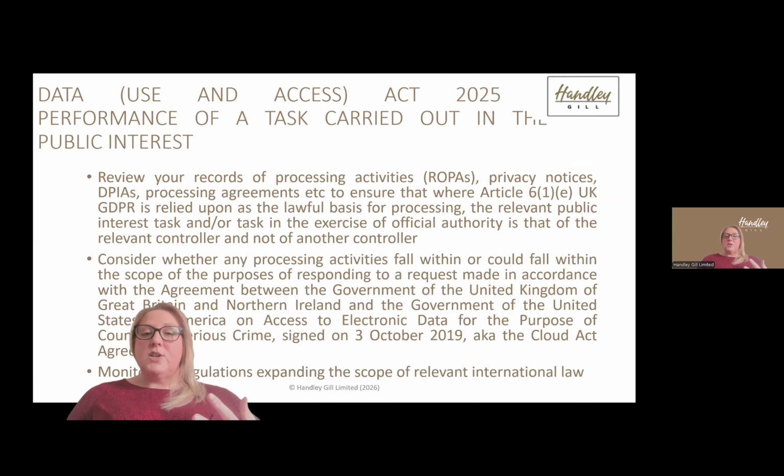So you'll want to make sure that where you're relying on 6.1e as your lawful basis for processing, the relevant public interest task or task in the exercise of the official authority is that of the relevant authority, not of another controller. Consider whether any processing activities fall within or could fall within the scope of the purposes of making or responding to a request made under the Cloud Act, and monitor for regulations expanding the scope of what constitutes relevant international law. Are there other things that you can do?